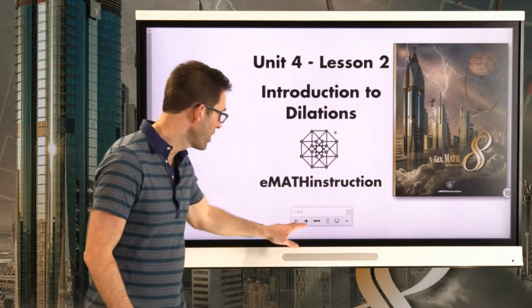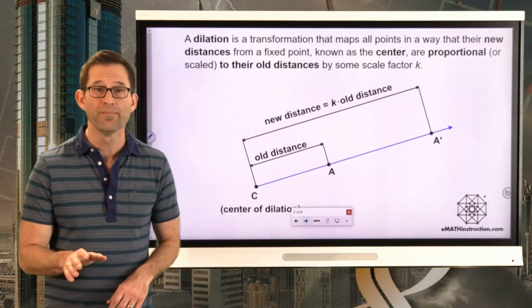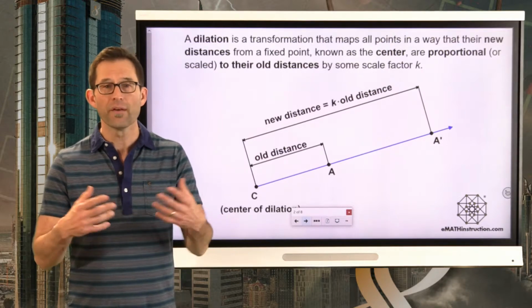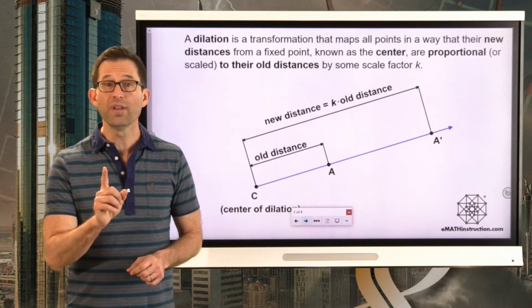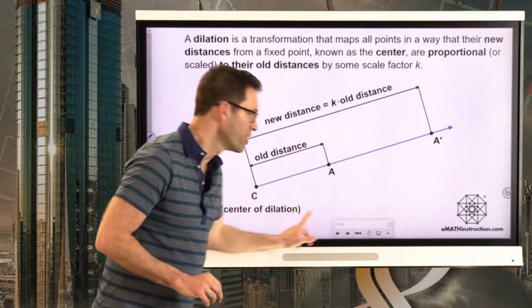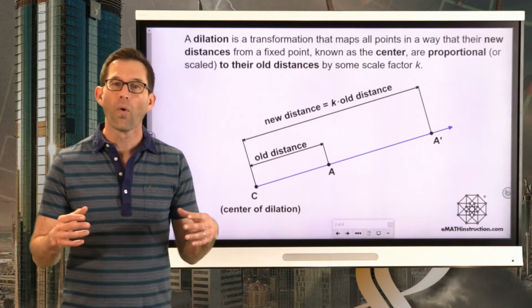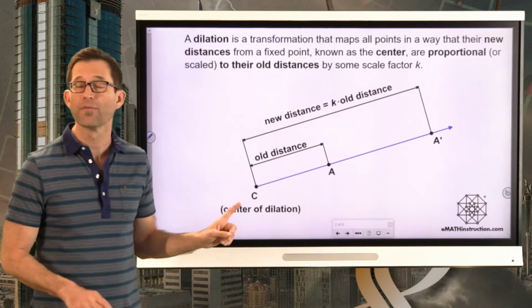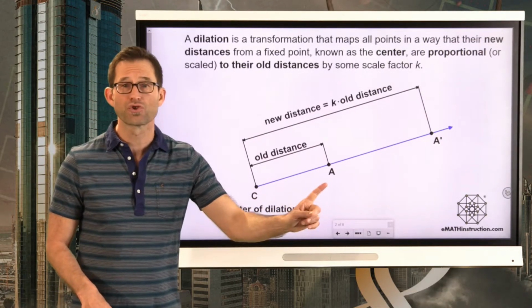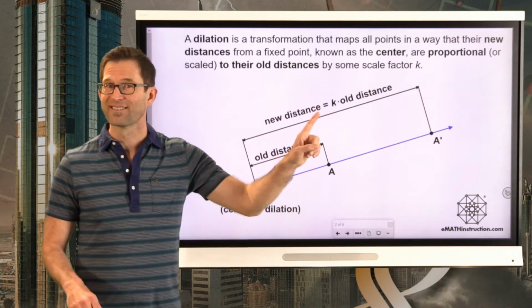So let's talk about dilations right from the get-go. Let's learn what a dilation is. A dilation is a transformation that maps all the points in a figure in a way that their new distances from some fixed point, which we're going to call the center of dilation, are proportional to their old distances. So we've got some center of dilation, and let's say some point A, and there's some straight line distance between them.